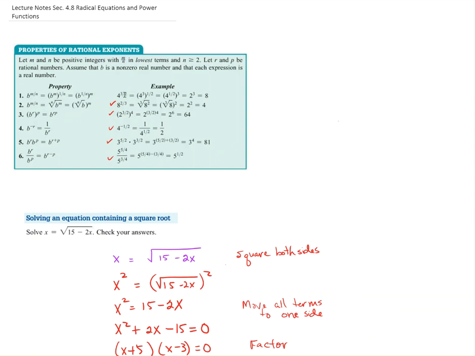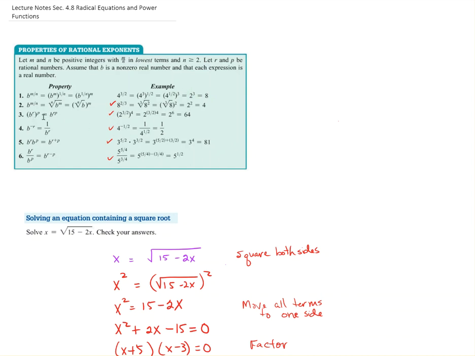Over here, 4 to the 3/2 is the same as 4 to the 3rd to the 1/2. And so if we know that 4 to the 3rd is 64, and the square root of 64 is 8, we could go that way. Or you could say that's also 4 to the 1/2 cubed, and 4 to the 1/2 is 2, and 2 cubed is 8. You could do all that without a calculator.